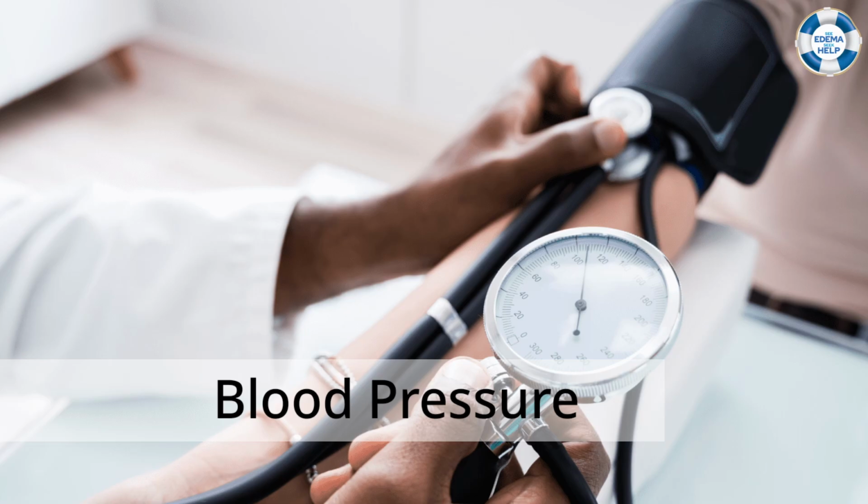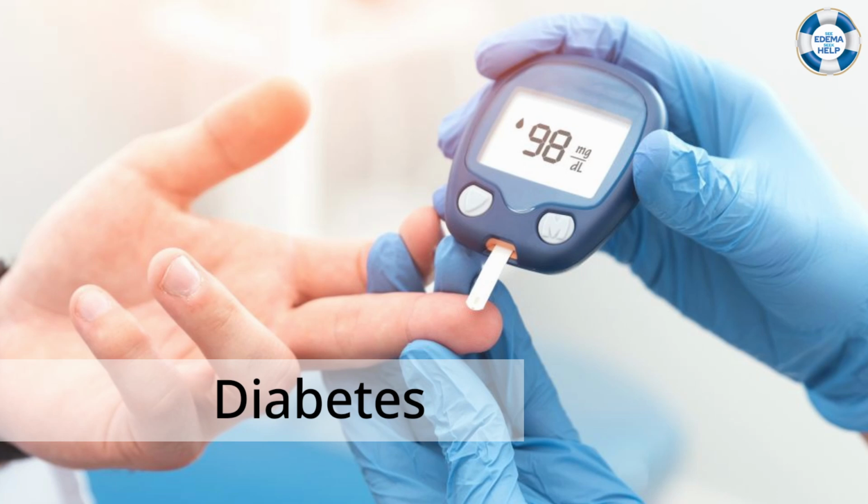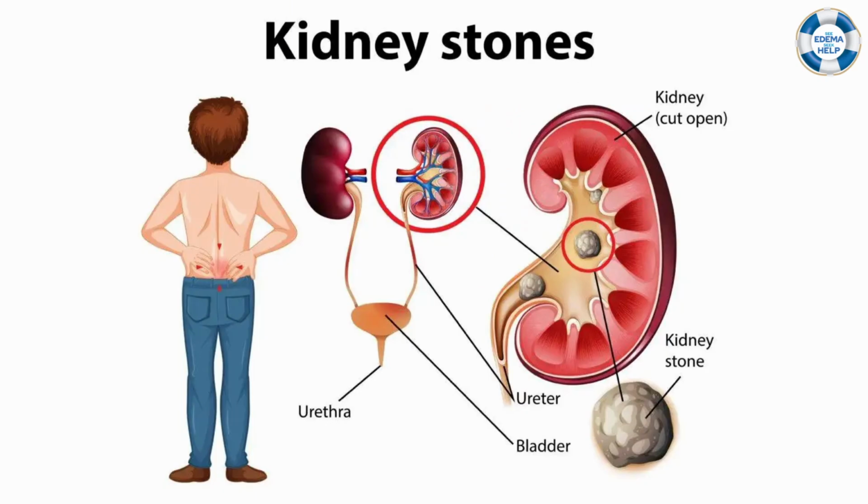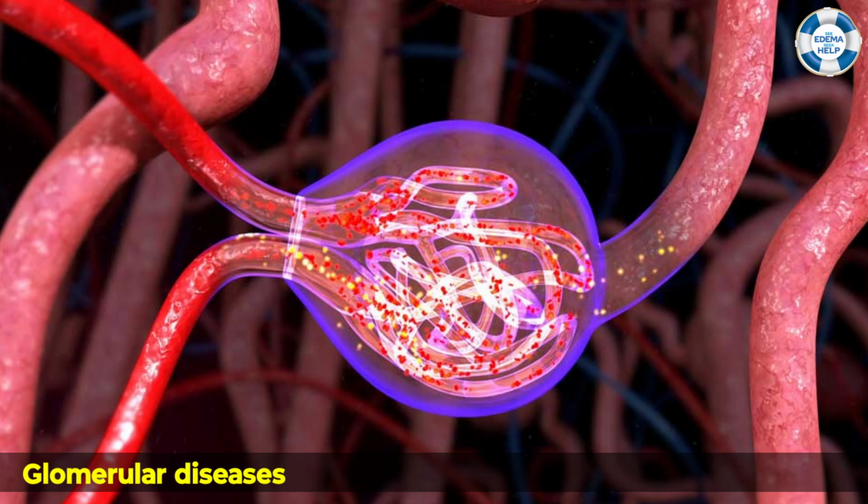What can be the cause of chronic kidney disease? It can be due to high blood pressure, diabetes, or renal stones. It can be due to an internal kidney problem, which we call glomerular diseases, or to autoimmune diseases called vasculitis. And there are lots of other causes also which can lead to the development of CKD.